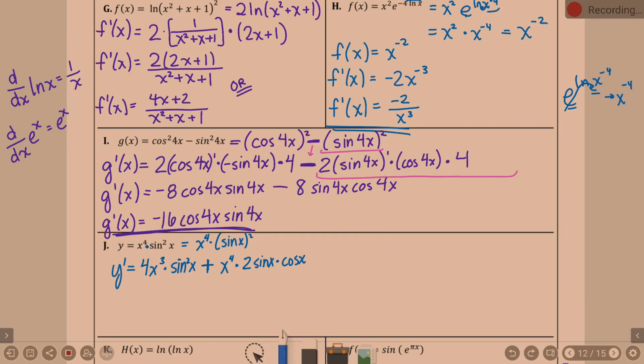Okay? So in that one, we used the power rule first for the power of the second, but then we had to do the derivative of sine x. Now, did we get all the pieces, I think? Okay. So clean up.